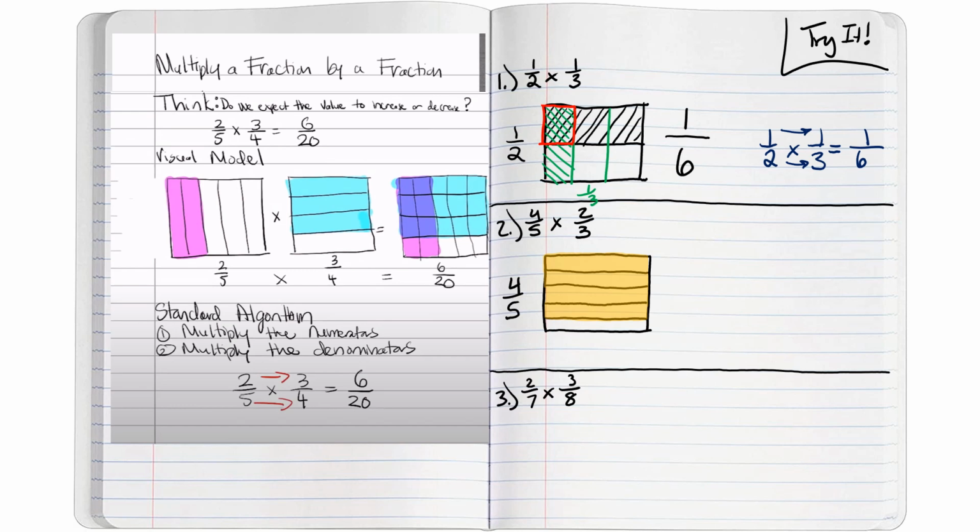Because I don't want to have all of that 4/5. I only want to have 2/3 of it. So let me try that again. There we go.